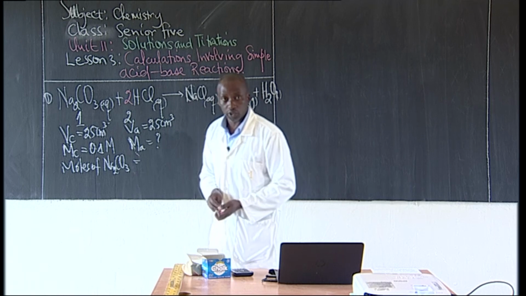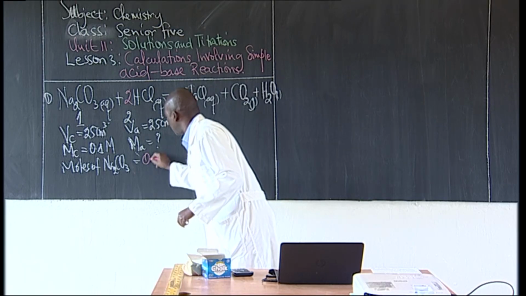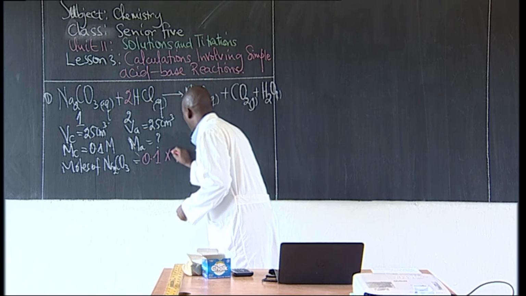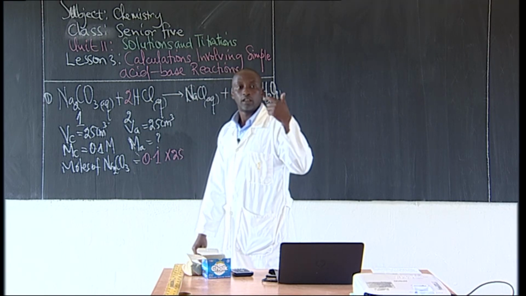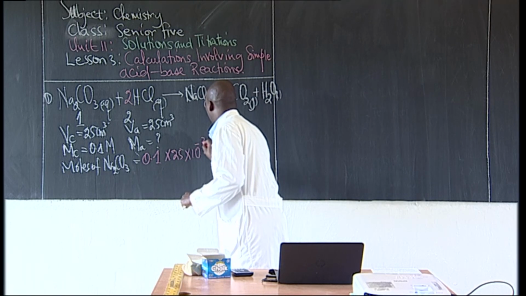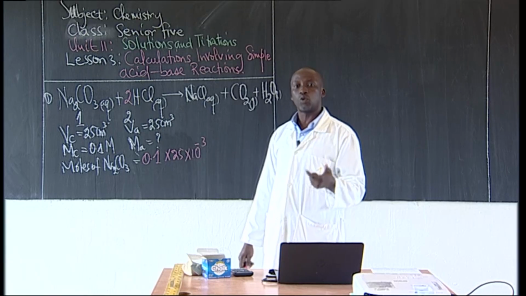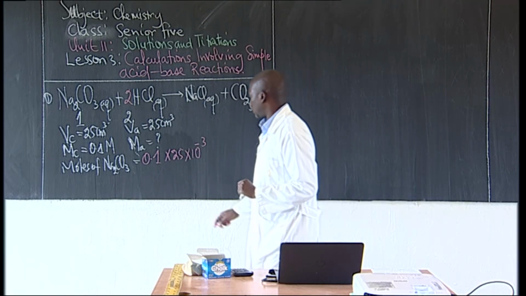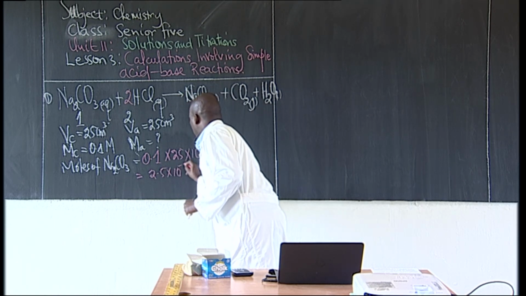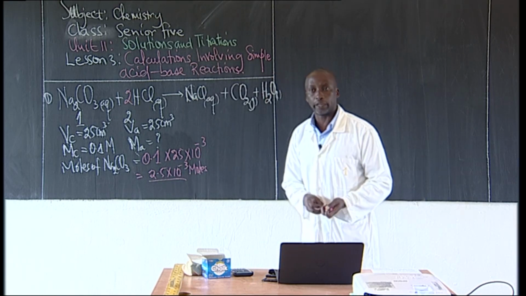The number of moles of sodium carbonate will be equal to the molarity. Remember some of these formulas: 0.1, that is the molarity, times the volume. What is the volume? It is 25. Then divide, the volume must be in liters, so we multiply that by 10 to the power negative 3. That is the same as dividing by 1 liter, which is equal to 1,000 cubic centimeters. So this will be equal to 2.5 times 10 to the power negative 3 moles. So these are the moles of the carbonate.